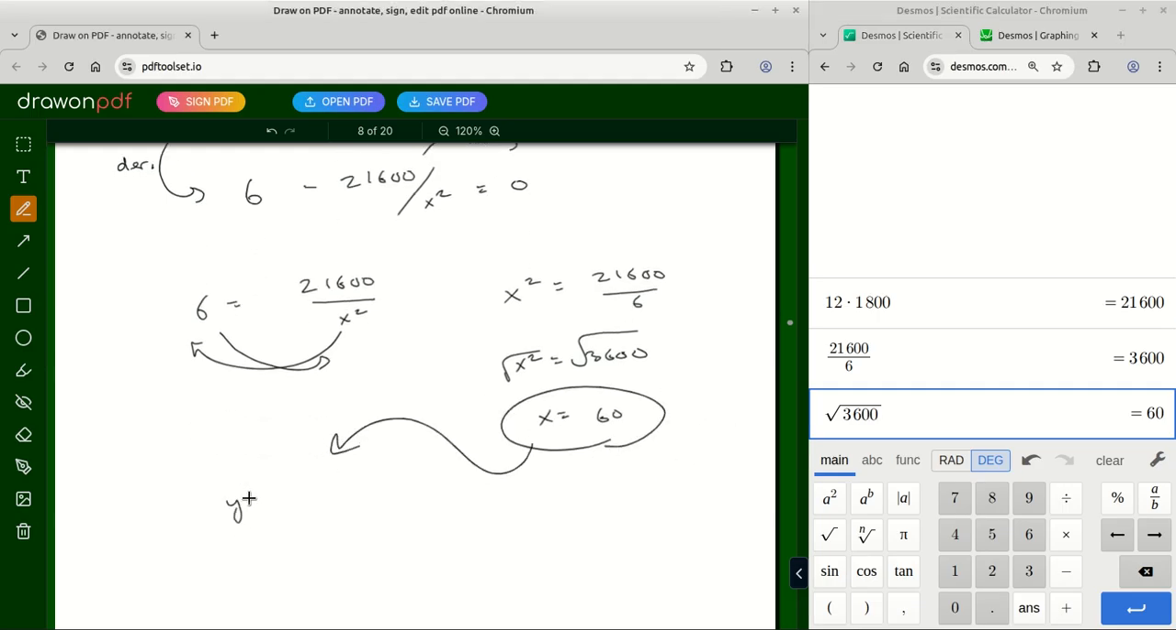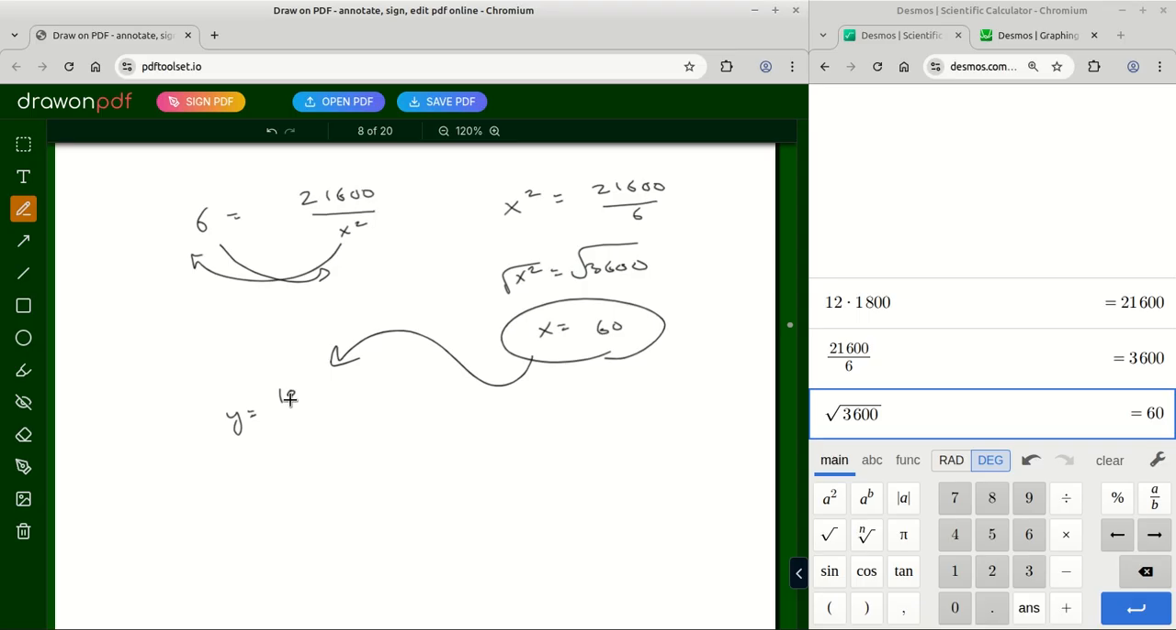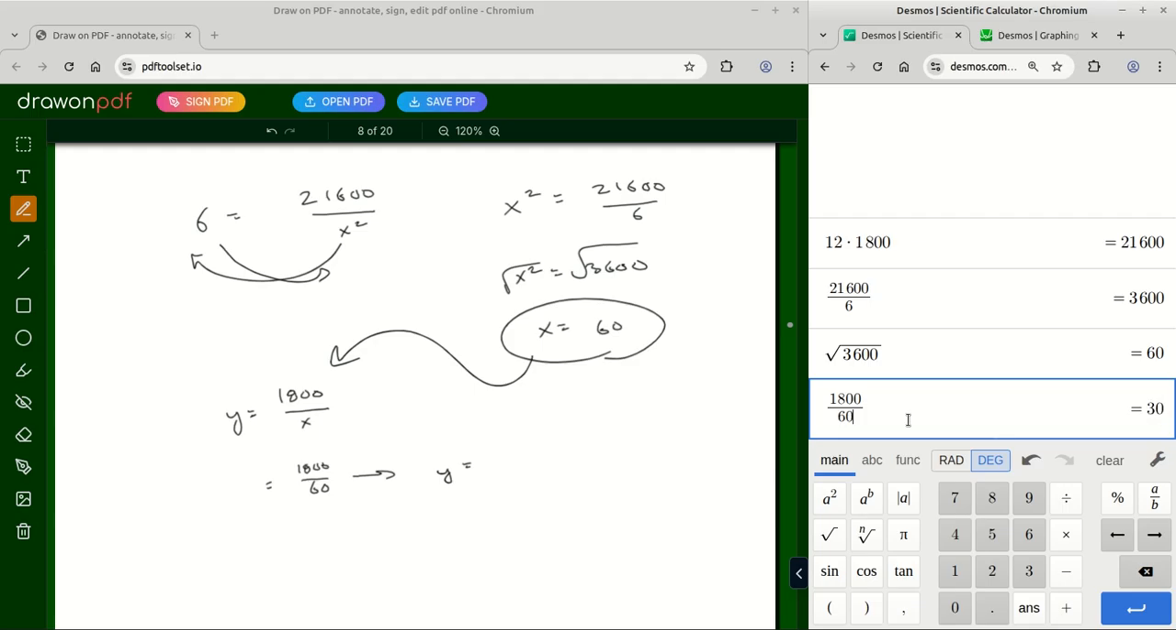I can go back and plug it in for my y. If you remember, I have my y equals right here, 1800 divided by x. 1800 divided by 60. It's 30. And well, that's it actually. That was the end of the problem. Yay, we did it. I don't know if they have x and y literally, or if they have the smaller side and bigger side or something like that. There's your two answers, 60 and 30.